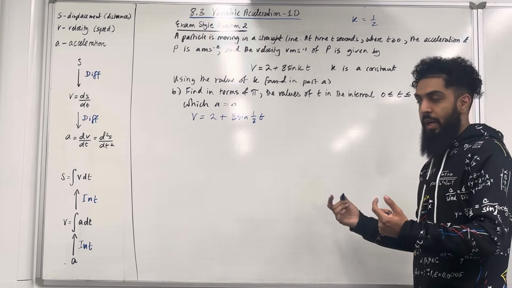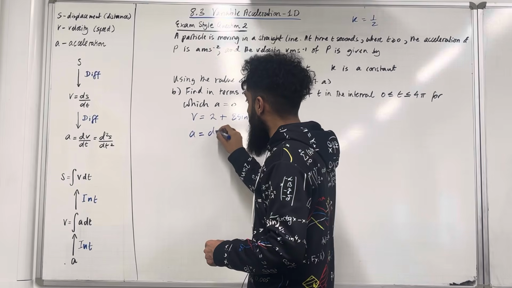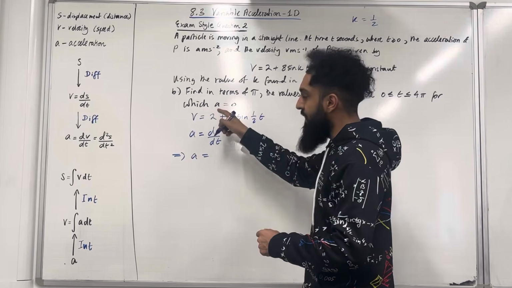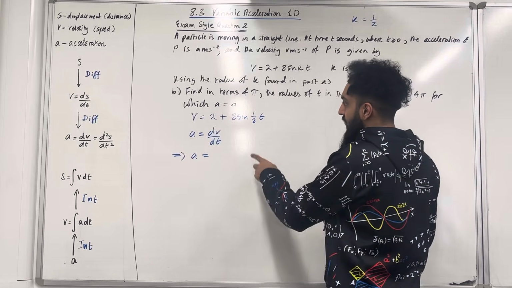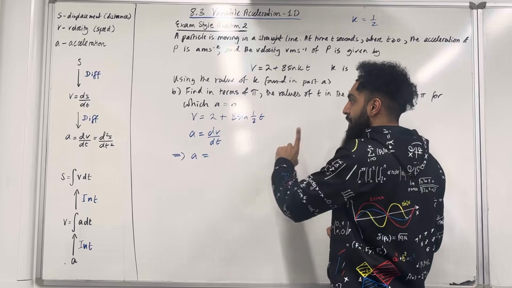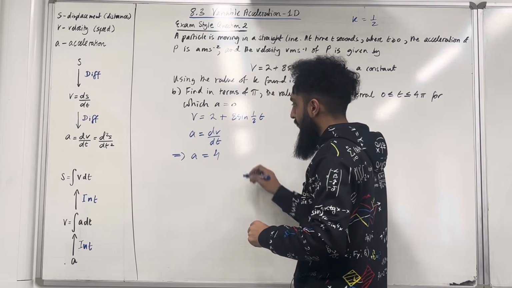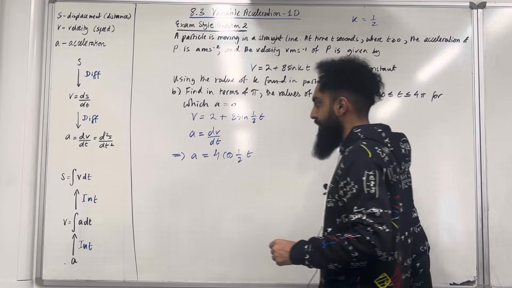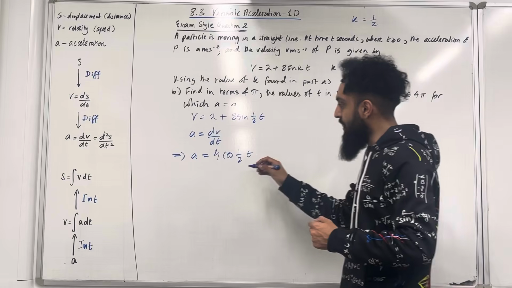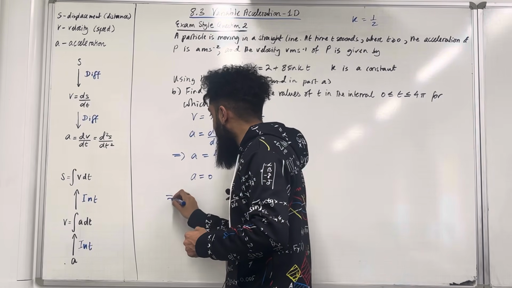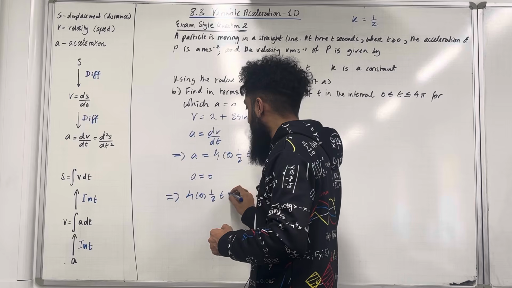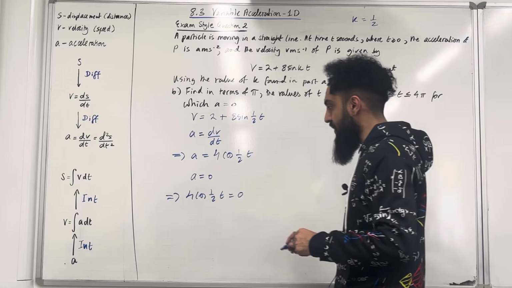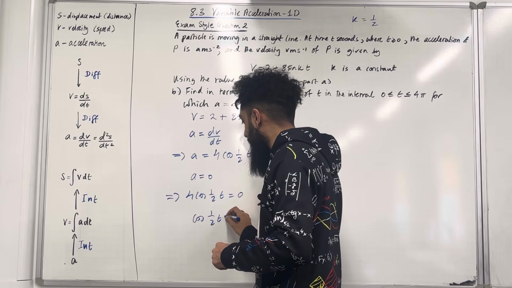To find the acceleration equation, we have to differentiate the velocity equation. So the acceleration equation is given by the derivative of 2 is 0. If we differentiate a half t, we get a half. So 8 times a half is 4. So we've got 4, and the sine differentiates to a cosine, so we've got cos a half t. Now, we've got a is equal to 0. This implies that 4 cos a half t is equal to 0. Dividing both sides by 4 reduces the equation to cos a half t is equal to 0.